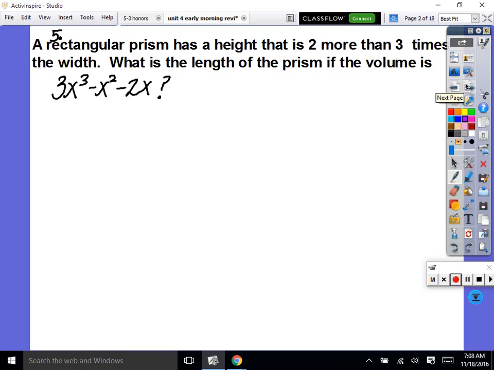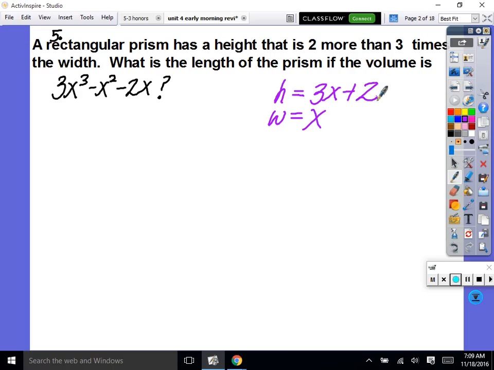So next section of the test will be a problem similar to this. You've got to be able to do this kind of problem, but it's not too bad, right? A rectangular prism has a height that is 2 more than 3 times the width. What is the length of the prism if the volume is this? The first thing I start out with: it says a rectangular prism has a height that is 2 more than 3 times the width. We know something about the height, but I'm going to come back to that. It said something about width, but we don't know what width is, so let's call it x. Then the height is 2 more than 3 times the width. 3 times x would be 3 times the width, and then 2 more than that would be plus 2.